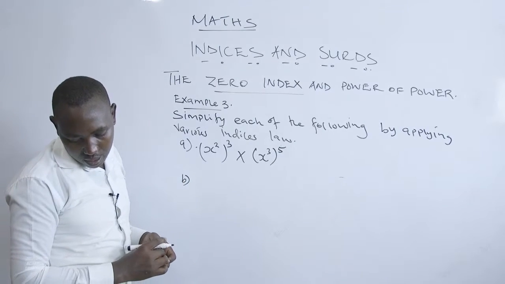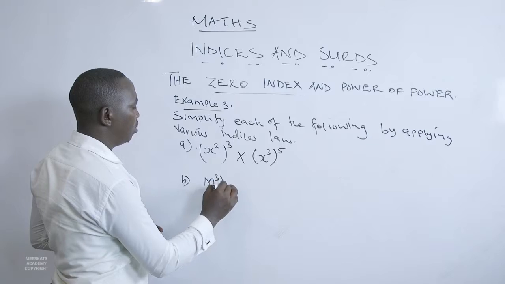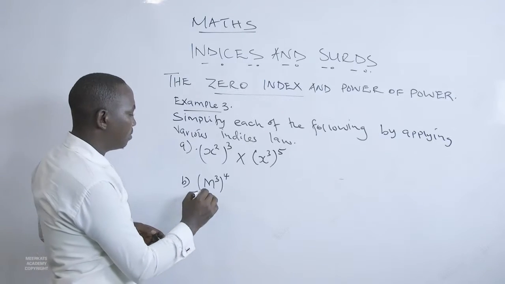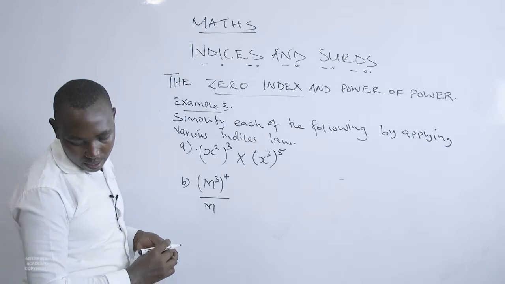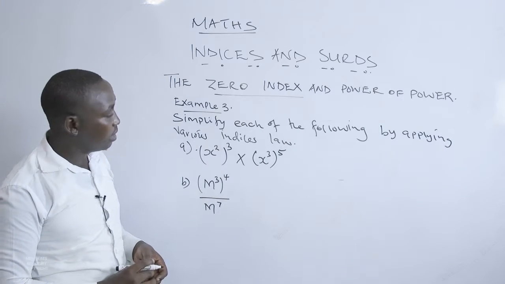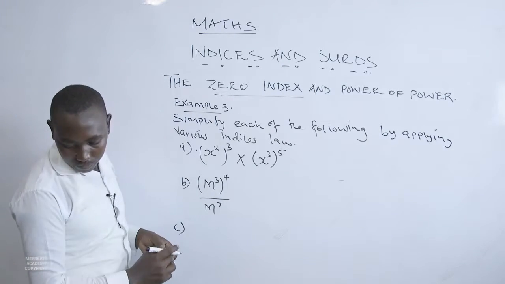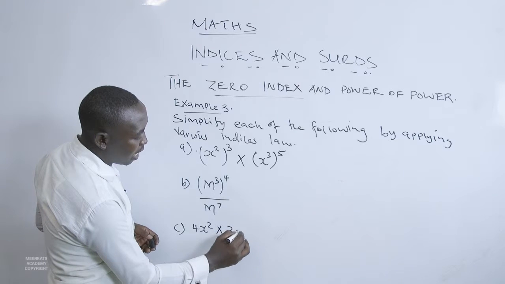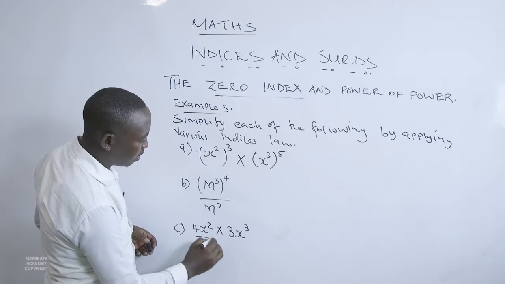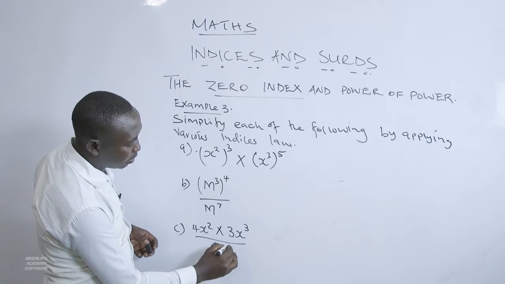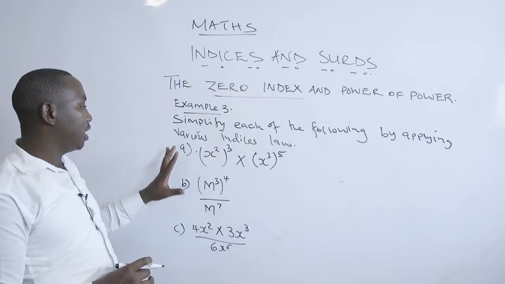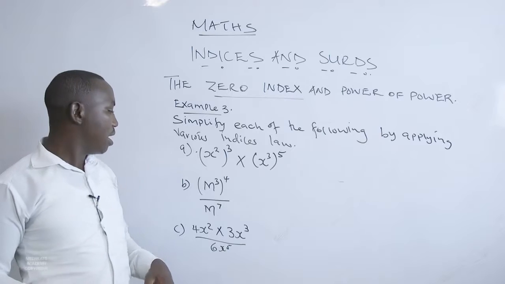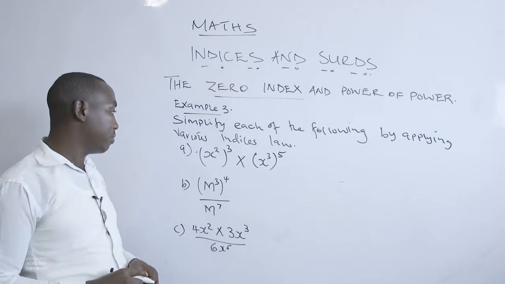Part B, we have m cubed, the whole of it raised to the power of 4, over m raised to the power of 7. Number C, 4x squared times 3x cubed, all of this divided by 6x raised to the power of 5. So these are 3 cases that combine multiplication, division, raising to a power, and I don't know if you're going to get some powers of 0.